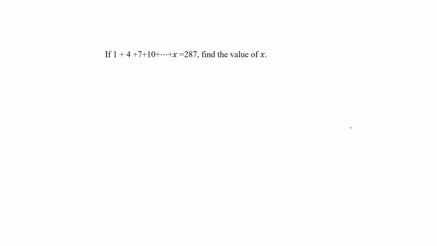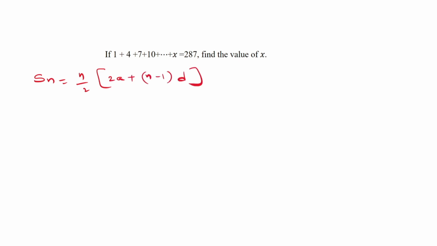If 1 plus 4 plus 7 plus 10 plus and so on plus x equals 287, then find the value of x. Here 1 plus 4 plus 7 plus 10 plus and so on. Some particular number of terms are there, maybe 10 terms or 15 terms or 13 terms, like that. All those terms' addition is 287. Then he's asking how many terms are there. It means we need to go with the Sn formula, sum of n terms. Sn equals n by 2 into 2a plus n minus 1 into d.